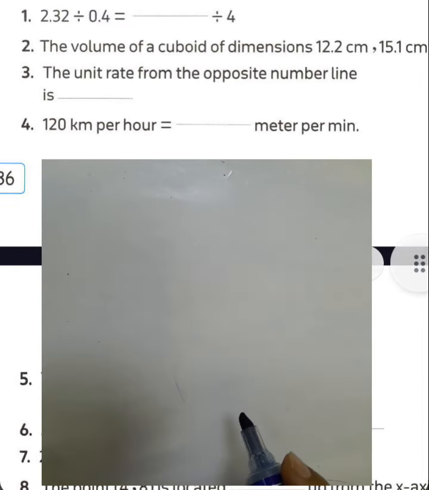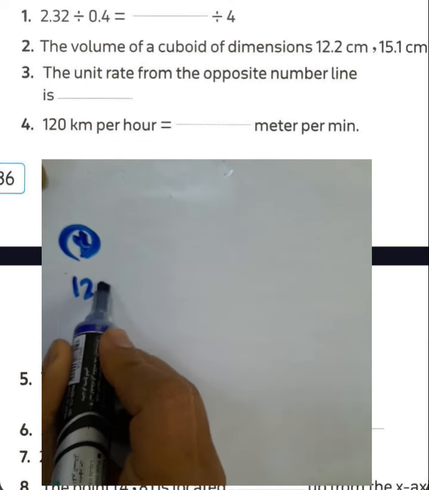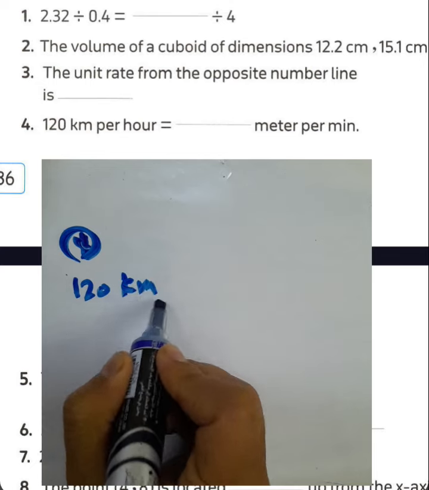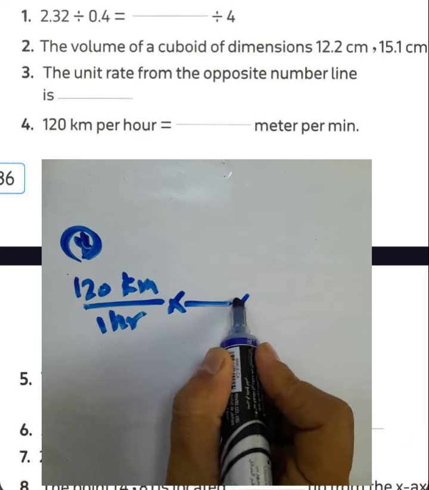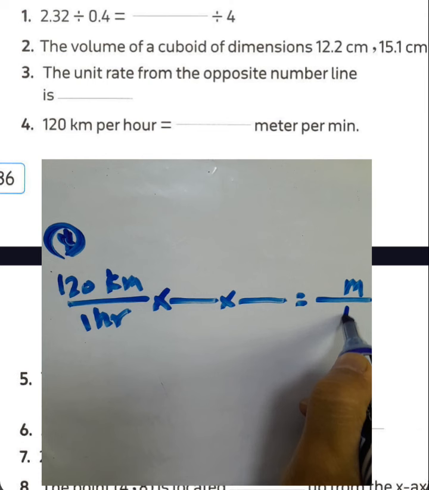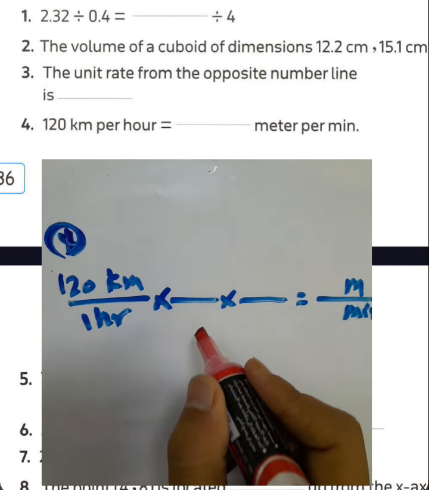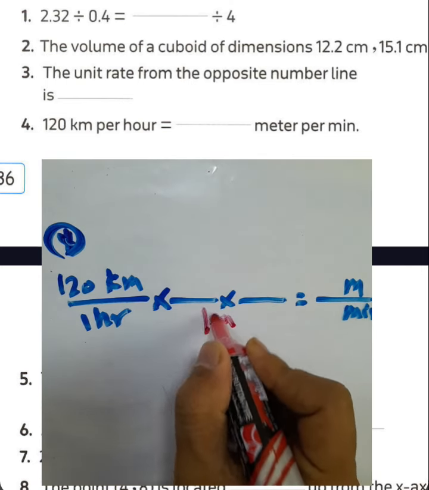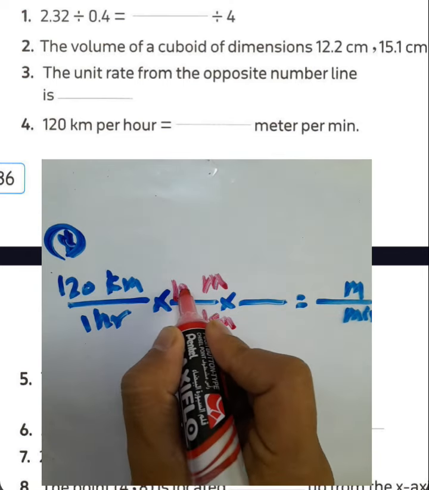Next question, 120 kilometers per hour convert to meters per minute. Okay, in this question we have 120 kilometers per hour. We want to convert it to meters per minute. First step, we must cancel kilometer. To cancel kilometer, write kilometer in the denominator and write meter up. And we know 1 kilometer equals 1000 meters.